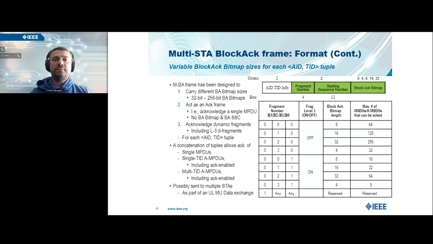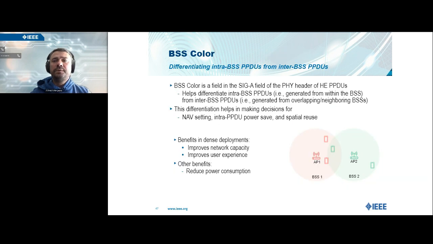So as you can see, the frame is flexible enough to essentially allow the acknowledgement of single MPDUs, single TID-A MPDUs, multi-TID-A MPDUs with their different variants, ACK-enabled, non-ACK-enabled, and of course can also be sent in response to uplink MU data frames sent by multiple stations. So it kind of fits a one-solution-fits-all type of frame for uplink multi-user operation and multi-TID operation. So that kind of concludes the block ACK enhancement.